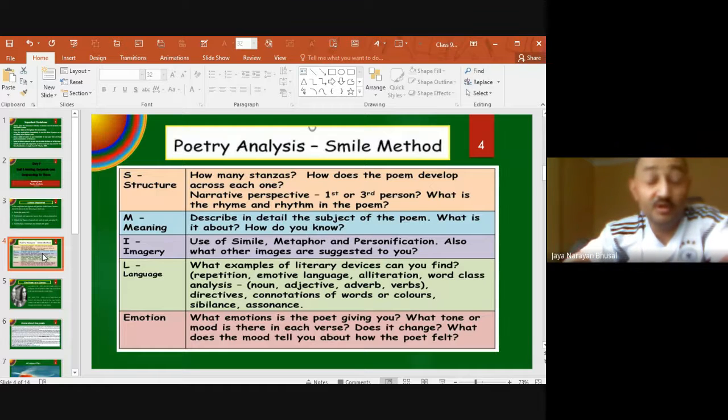Okay, when you analyze a poem, you analyze on the basis of these things. Structure means how many stanzas are there, and how many lines are there in each stanza. You also see the narration: who is telling the story in the poem, who is the persona, who is the speaker. You check whether he is the first person, second person, I mean third person. Normally we have first person or third person narratives. Okay, then we go to the next one, meaning. What meaning or what message does the speaker, let's say the poet, want the readers to know? What is it all about?